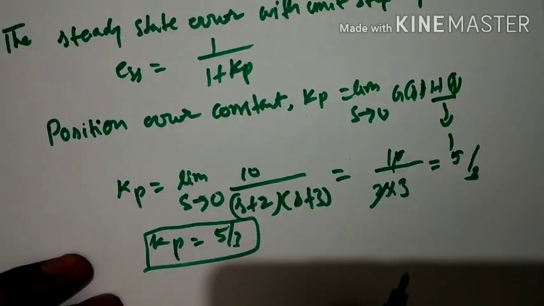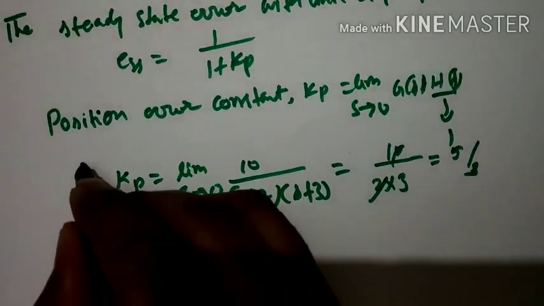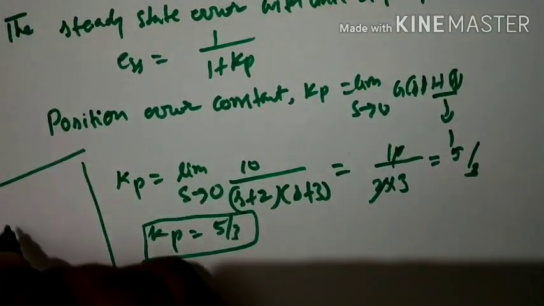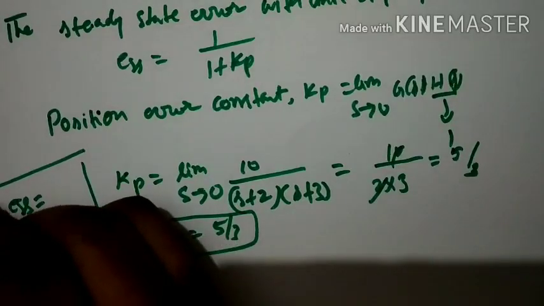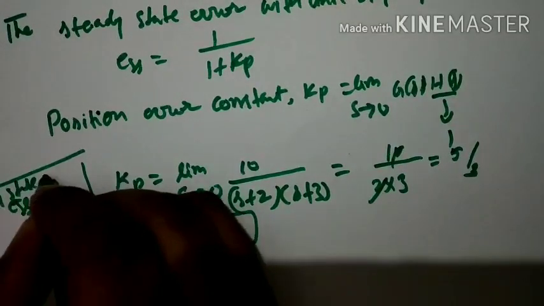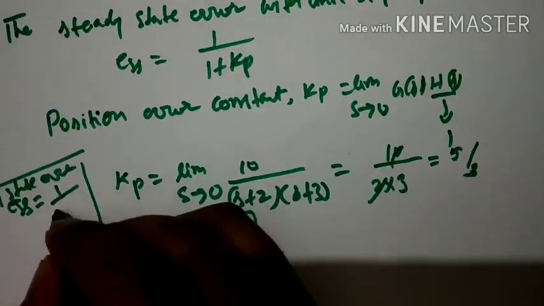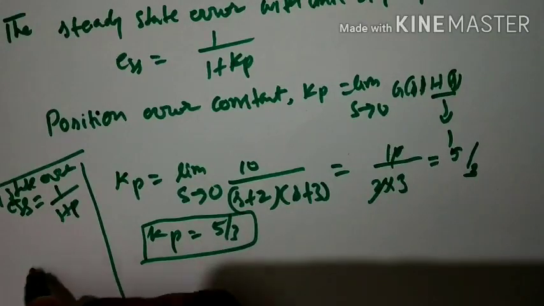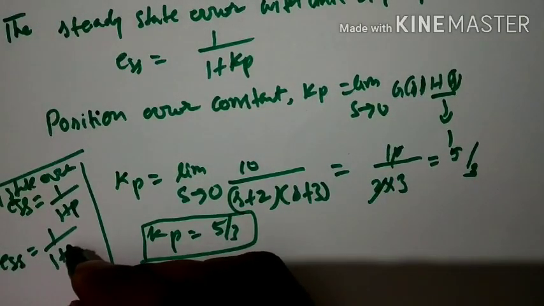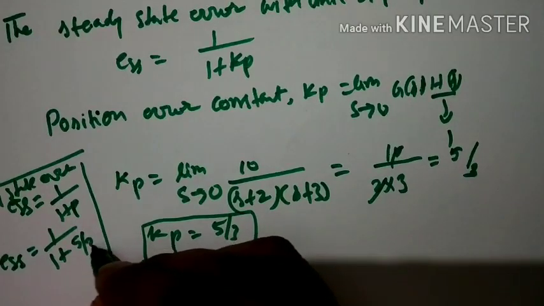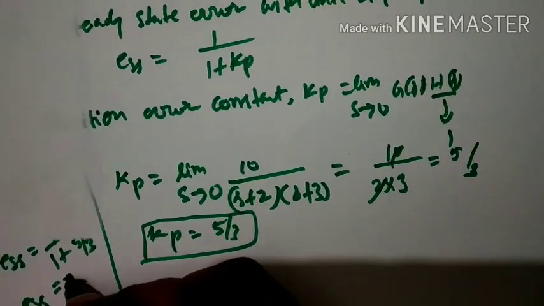So now we have to find the steady state error. What is the steady state error? The steady state error ESS is equal to 1 by 1 plus Kp. Right? So we substitute here. What is the Kp value? Kp is equal to 5 by 3. So you will get ESS here as 0.375.